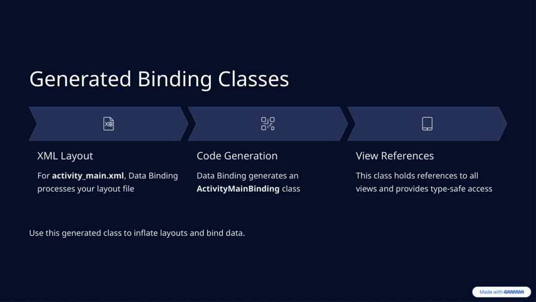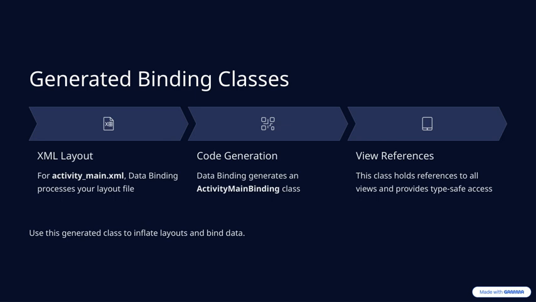It holds references to all the views in your layout, but more importantly, it provides type-safe access to them. So, instead of dealing with generic view references, you get specific types, which makes your code safer and easier to work with. The key idea here is that you use this generated class whenever you want to inflate your layouts or bind data. Instead of manually finding views, you simply work with this class, which streamlines your code and reduces the chance of runtime errors.